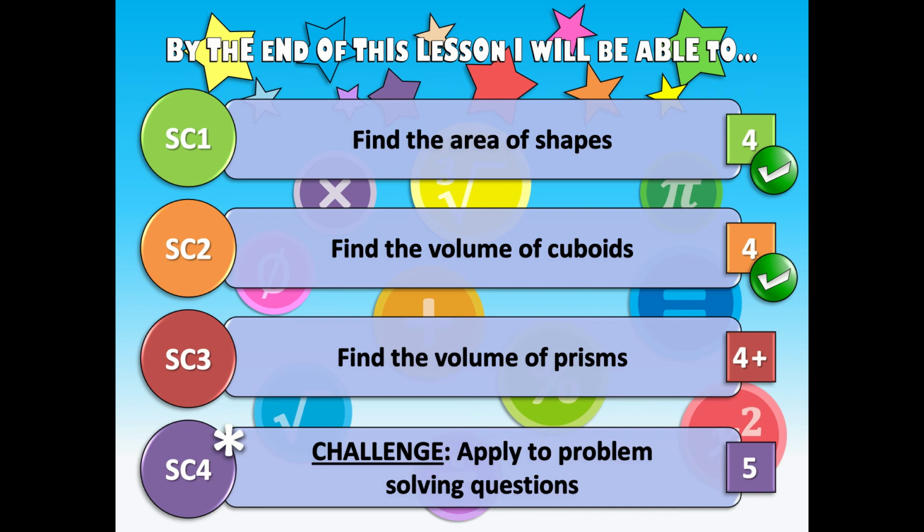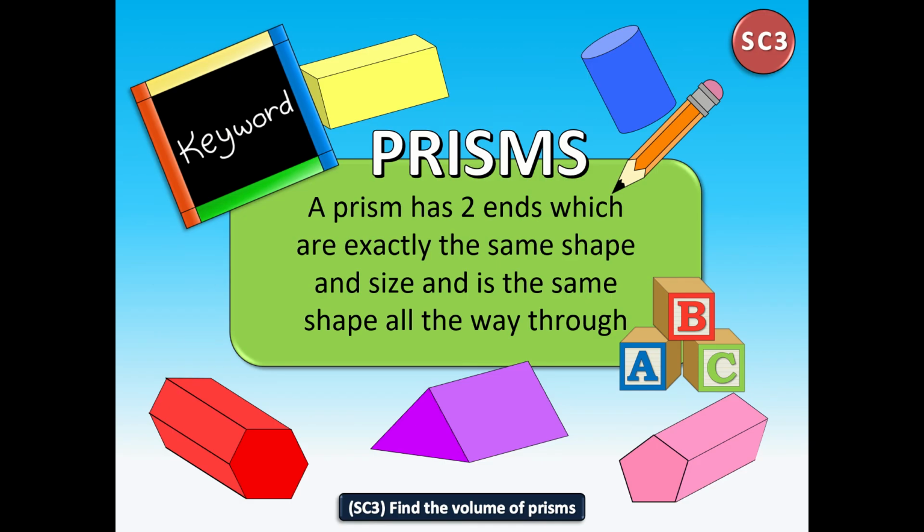So now we're going to move on to number 3, and this is to find the volume of prisms. So a prism has 2 ends which are exactly the same shape and size, and is the same shape all the way through, and you can see some examples of prisms around the outside.